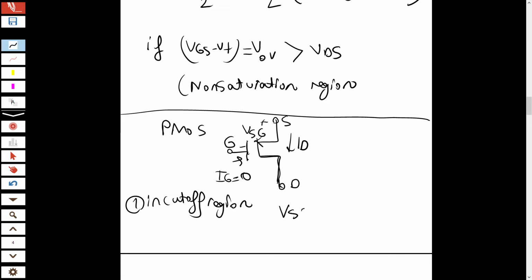V source G minus. Also in PMOS, V threshold is negative. So we take its absolute value in the formula to make it positive. So in cutoff region, V source G minus absolute value of V threshold. Okay, let's write like this way. V source G is less than absolute value of V threshold.